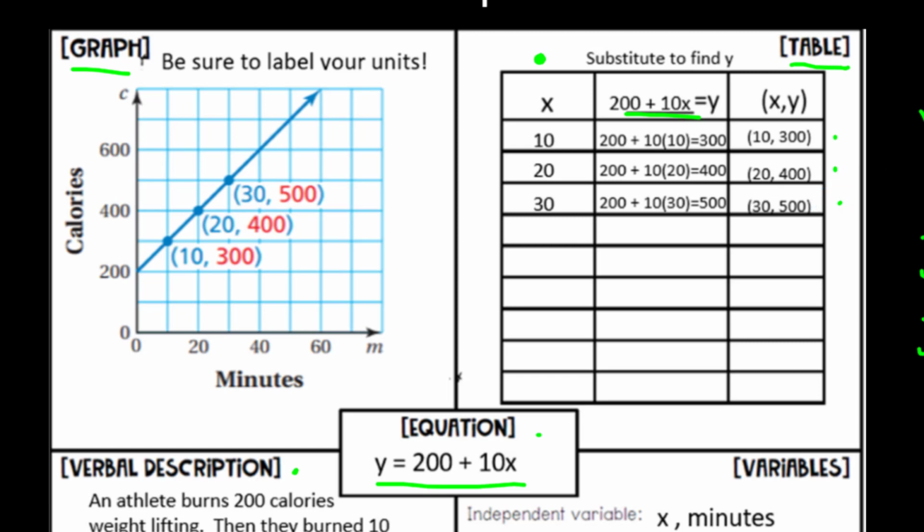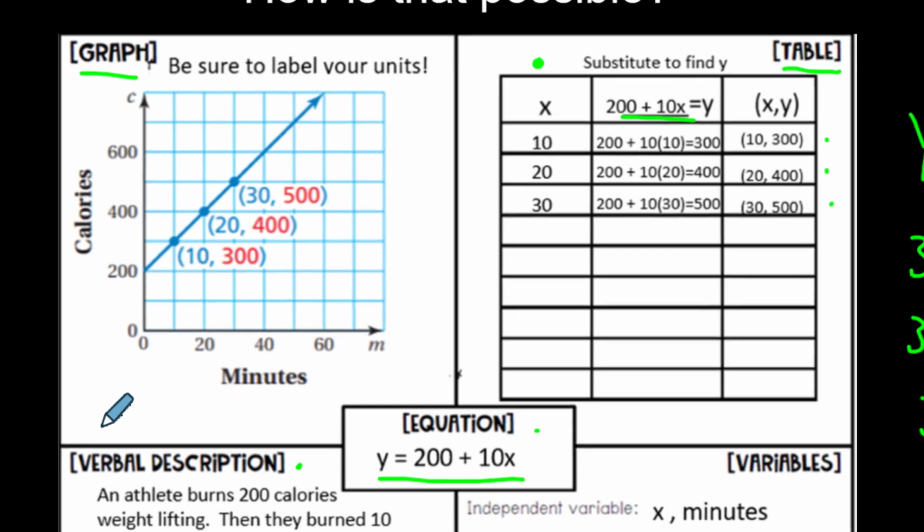So instead of being given an ordered pair and testing if it is a solution, we are developing different solutions by choosing values for our X, substituting it in, and then creating our ordered pair. Very cool. So now that we have several ordered pairs, we can actually graph our information. Over here, you're going to see the graph of this information. 10, 300 is graphed. We have 20, 400, and 30, 500.